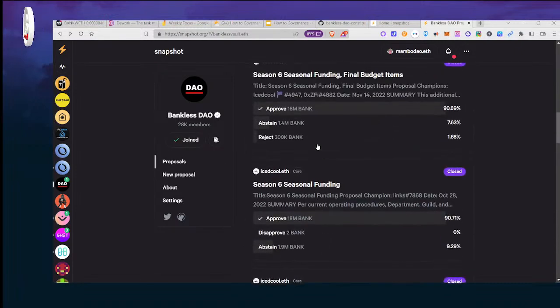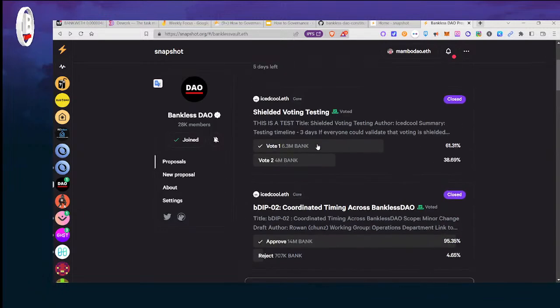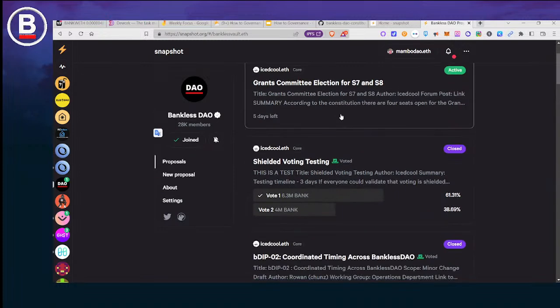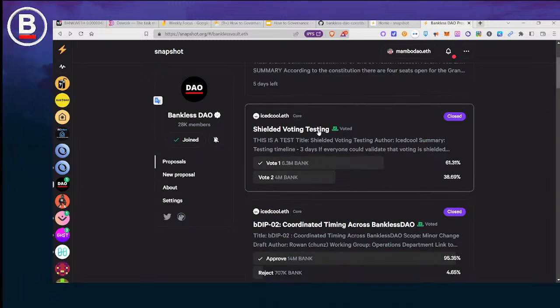And then I think, if the one comment that was in the slides is correct and Snapshot votes need at least a 66% approval, we could see in this shielded voting test poll that the vote to approve vote one didn't quite get the 66% threshold. So this could tell us that there still needs to be more consensus or more discussion about this proposal in order to get a more definitive vote for a specific type of action.